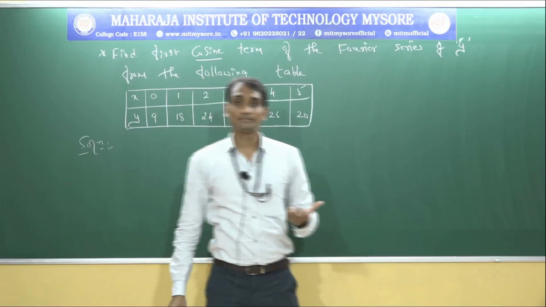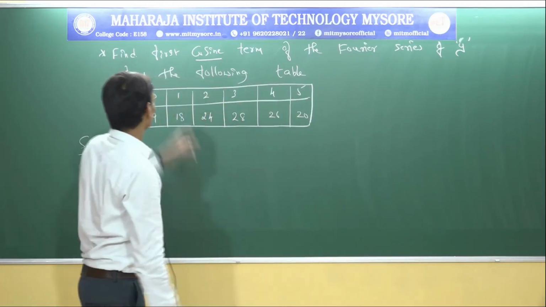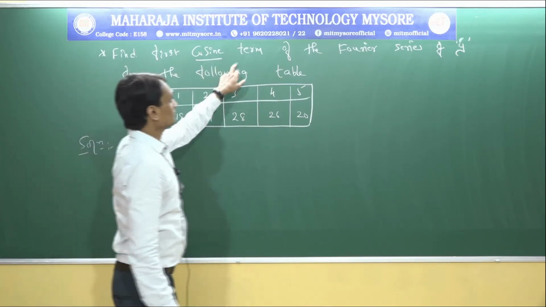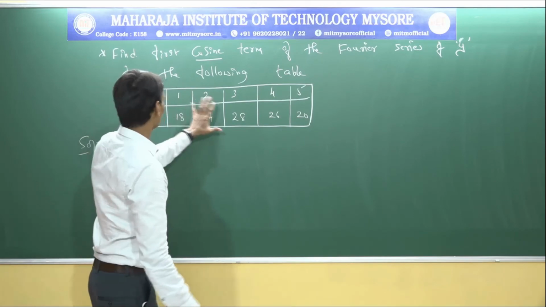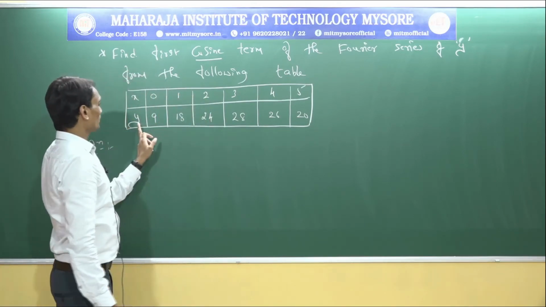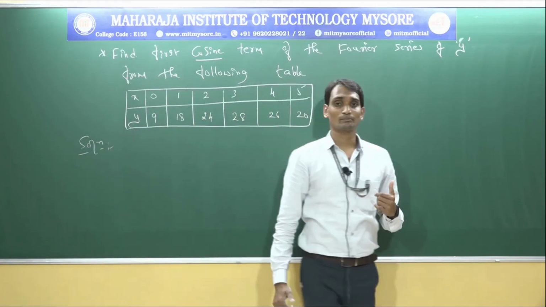We move on to the second problem on this arbitrary function. That is, find the first cosine term of the Fourier series of y from the following table. The x and y values are mentioned: x equal to 0, 1, 2, 3, 4, 5, and y equal to 9, 18, 24, 28, 26 and 20.